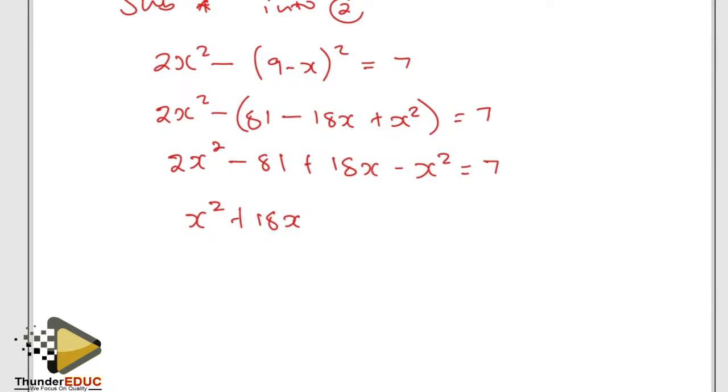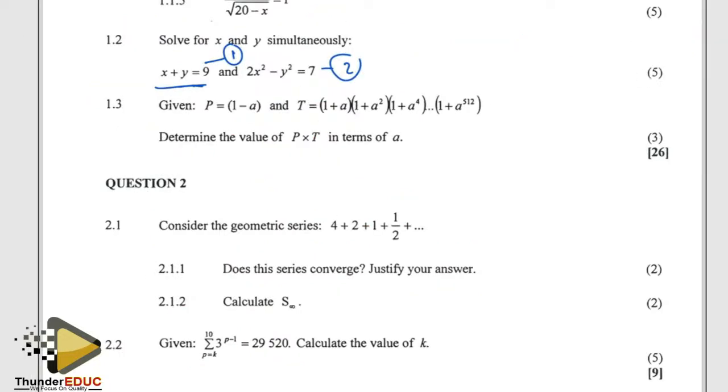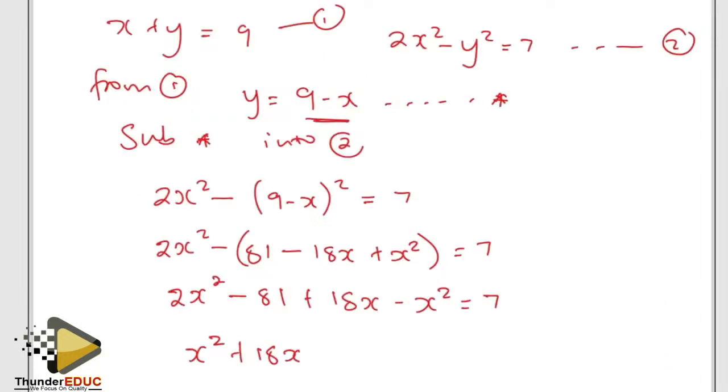Am I on the same track? Are we on the same? There's something we missed out. There's a 2 in front of the y. Where is it? Why am I just saying y²? No, there's no 2. It's just 2x² − y². Perfect.